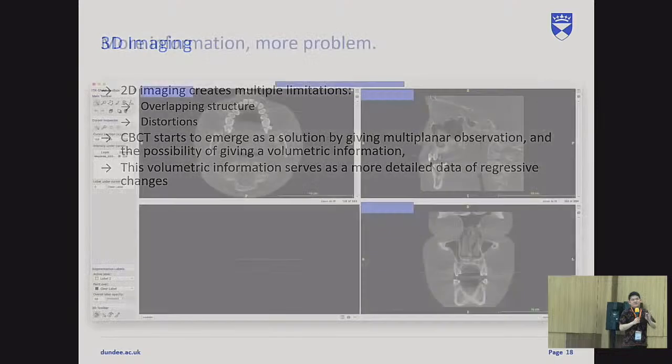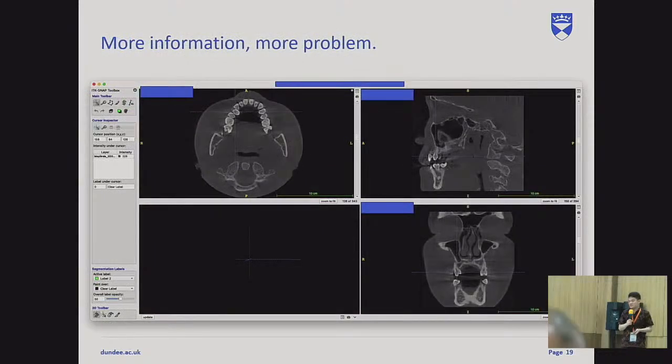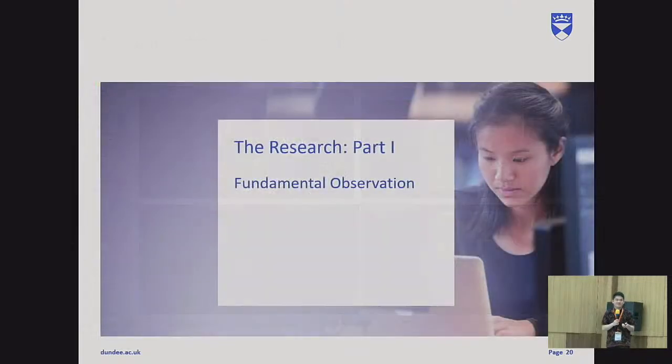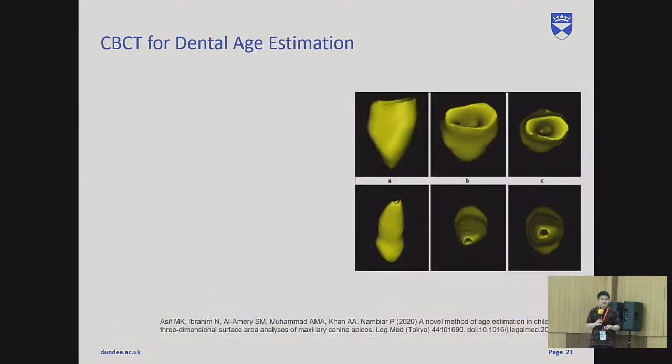So this volumetric information, maybe we can use it. But from what I observe, if we have more information, we always have more problems. It's not the other way around. So we began our research. We are starting with a fundamental observation.